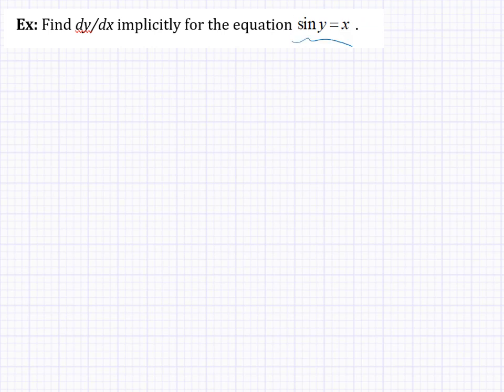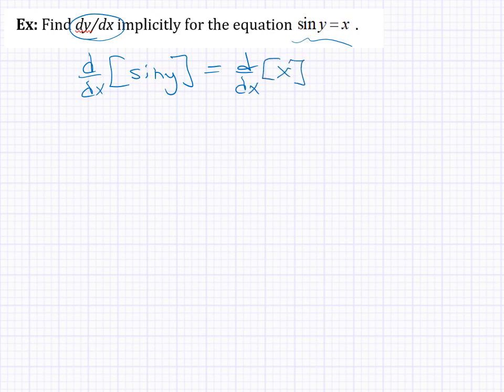What are we going to do? We want to find the derivative, dy dx. So I'm going to take the derivative with respect to x of both sides, sine y, and the derivative with respect to x on the other side. Okay?